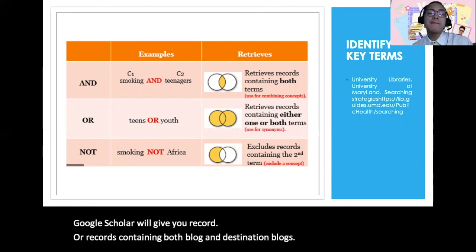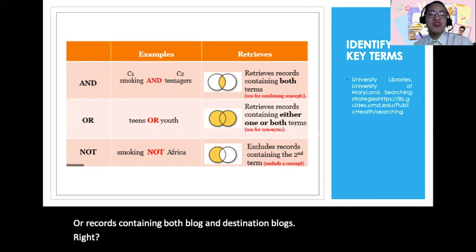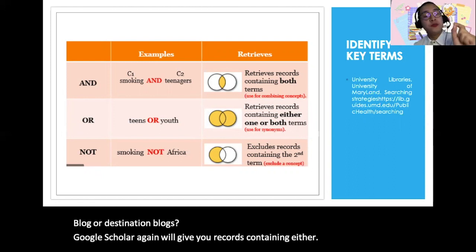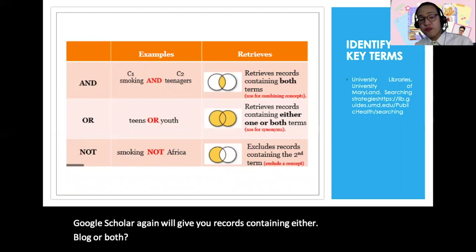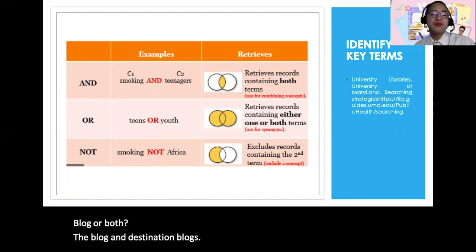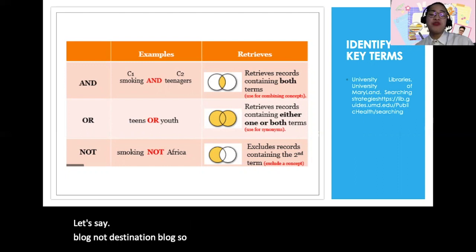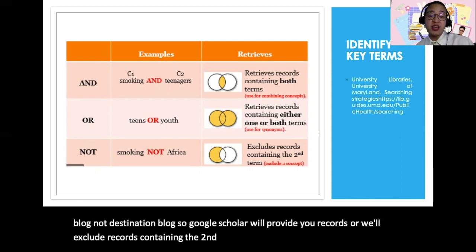All right, vlog or destination vlogs. Google Scholar again will give you records containing either vlog or both vlog and destination vlogs. And then let's say vlog, not destination vlogs. So Google Scholar will exclude records containing the second term, which is destination vlogs.